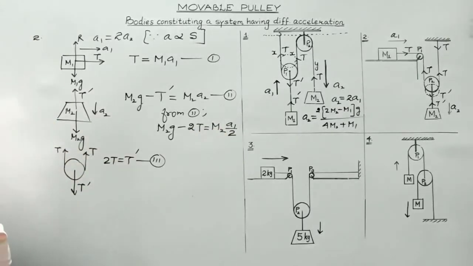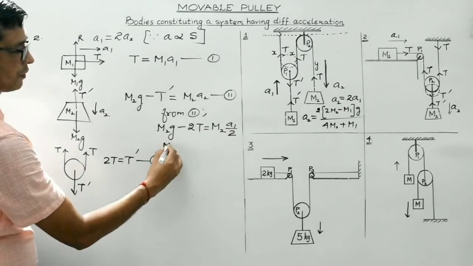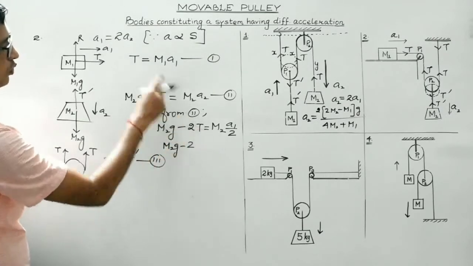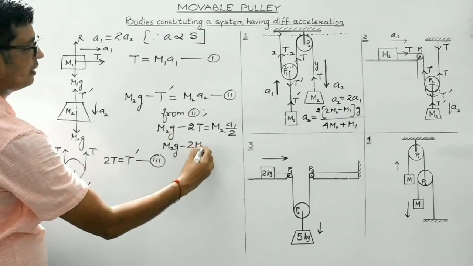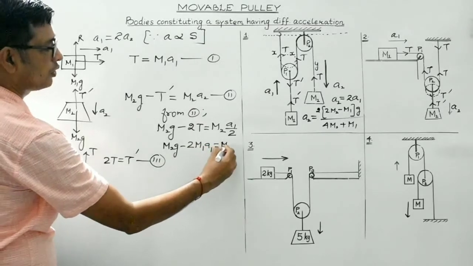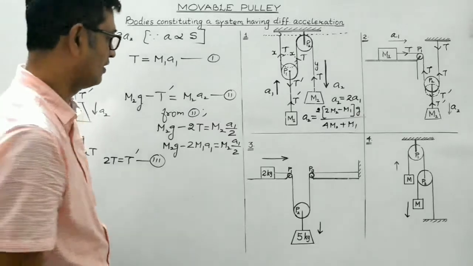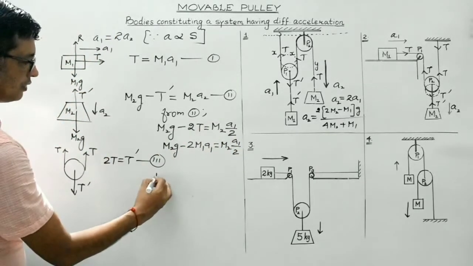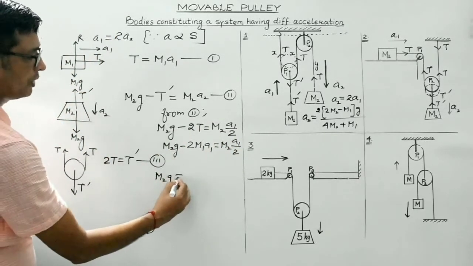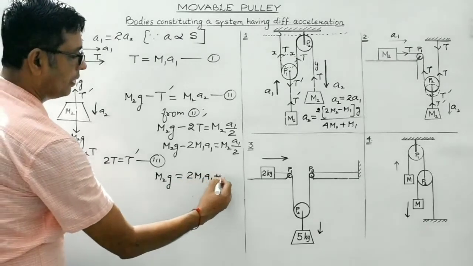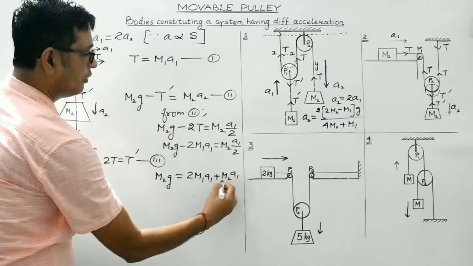Right, students? Okay. Again, M2G minus twice T, what is T? It is M1A1, which is equal to M2A1 by 2. Clear? So, let's solve it. M2G would be equal to twice M1A1 plus M2A1 by 2.